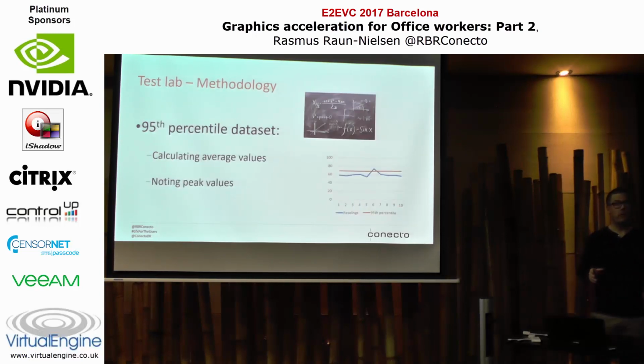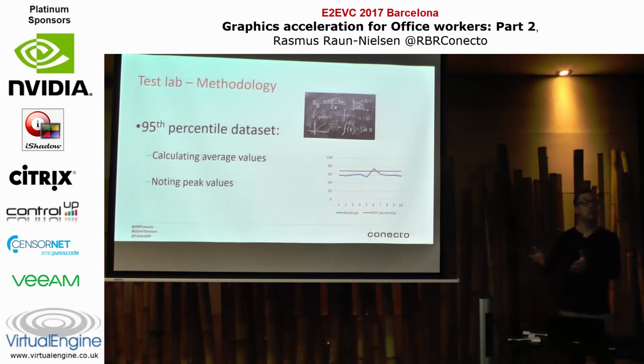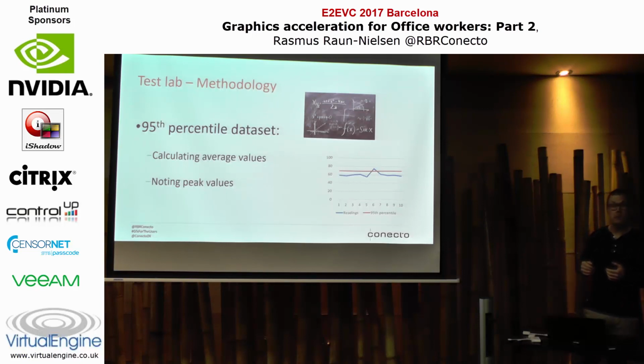From these 30 runs, I did a 95th percentile dataset, so a 31st run. And from this dataset, I was calculating the average values and noting the peak values. The reason for the 95th percentile was to make sure that a rogue process would not ruin or affect my data too much.